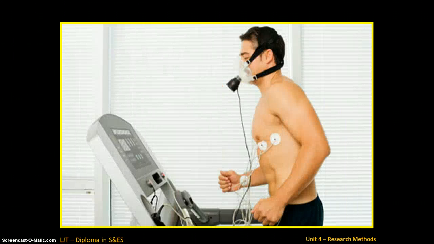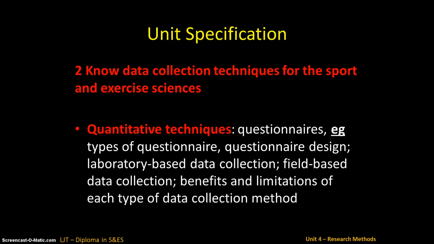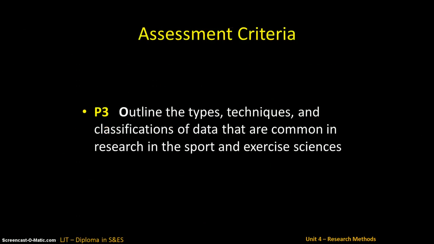And you will all have collected quantitative data. You'll have done tests, fitness tests, and the numerical data that you get is the sort of data that you might use in quantitative research. So here's our unit specification. We're looking at questionnaires, we're looking at possibly field or lab-based data collection, so where you collect the data, and we're looking at the benefits and limitations, or the pros and cons, of different sorts of quantitative data techniques. This is P3, it's all for P3.